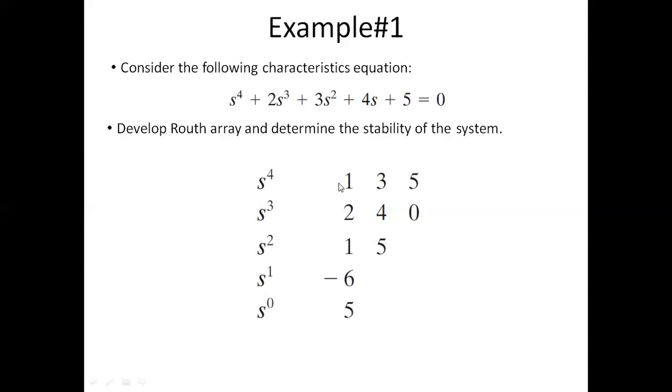This is plus 1, this is plus 2, no sign change. From plus 2 to plus 1, no sign change. From plus 1 to minus 6, there is a sign change. And from minus 6 to plus 5, there is another sign change. So there are two sign changes, which means that two poles lie on the right-hand side of the s plane and the system is unstable.